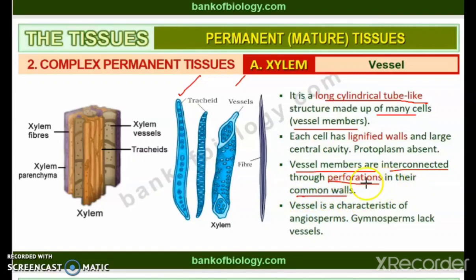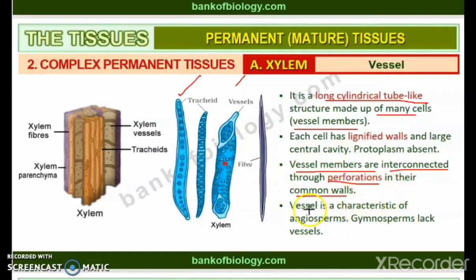It is through perforations in their common wall. What are perforations? These small rounded structures which you see on the vessels are called perforations, right? So vessels will contain vessel members, and they are interconnected through the perforations. Perforations are nothing but hole-like structures in their common wall.